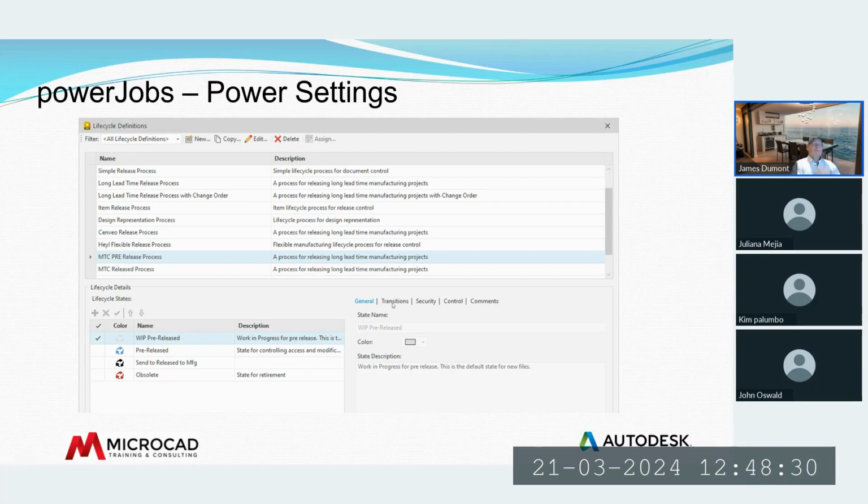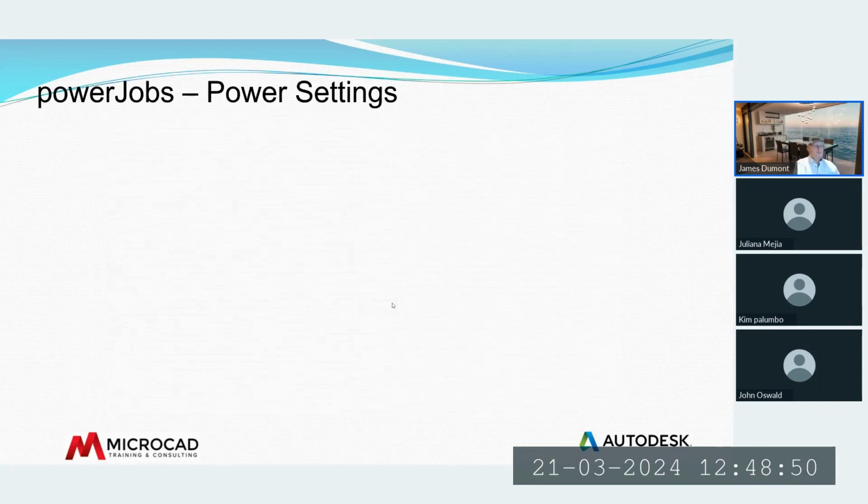However, with the power settings, all I have to do is say, run this script or do this whenever the file gets to be released. It doesn't matter where it's coming from. If it's WIP, full review, quick change, if it gets to be released, do this. It makes managing Vault a lot easier, and we call those power settings.